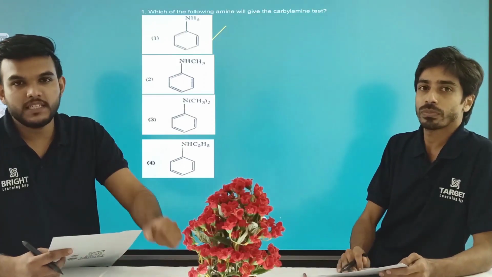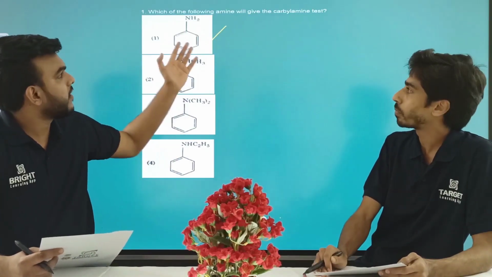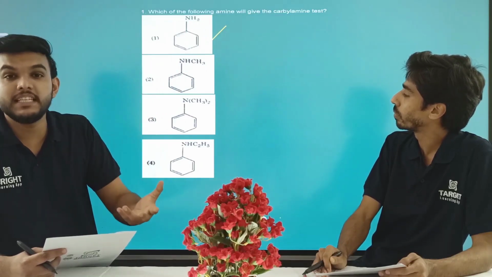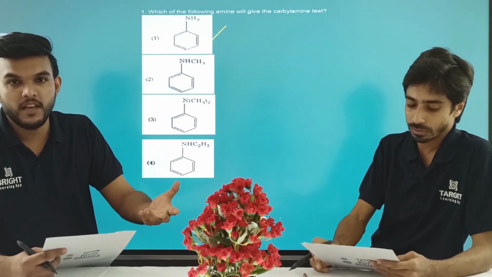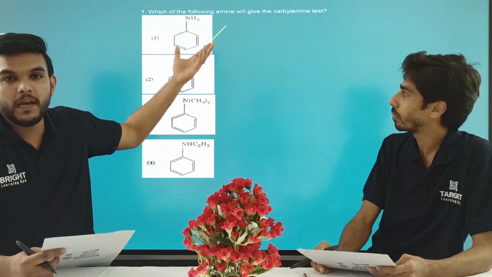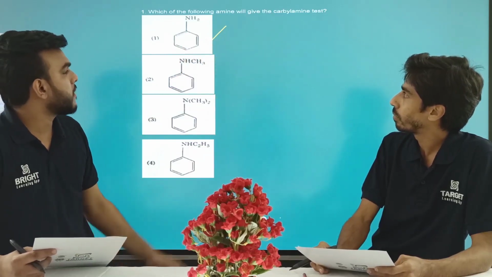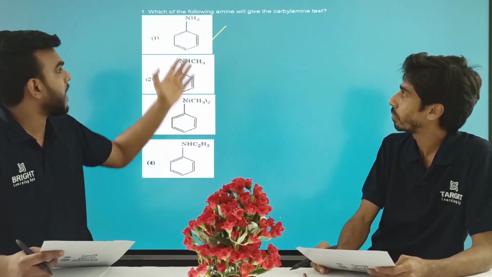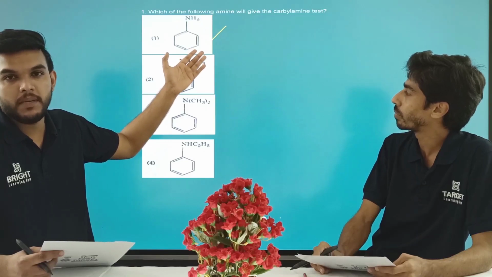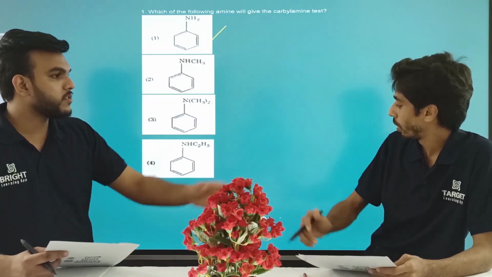So I think you got the concept very clearly. The question is directly from the carbylamine test, which we studied in the chapter amines. The carbylamine test is given only by primary amines, and sir has explained that question. It will be formed only in the case of aniline. Aniline is a primary amine here. So I think we can go to the next question.